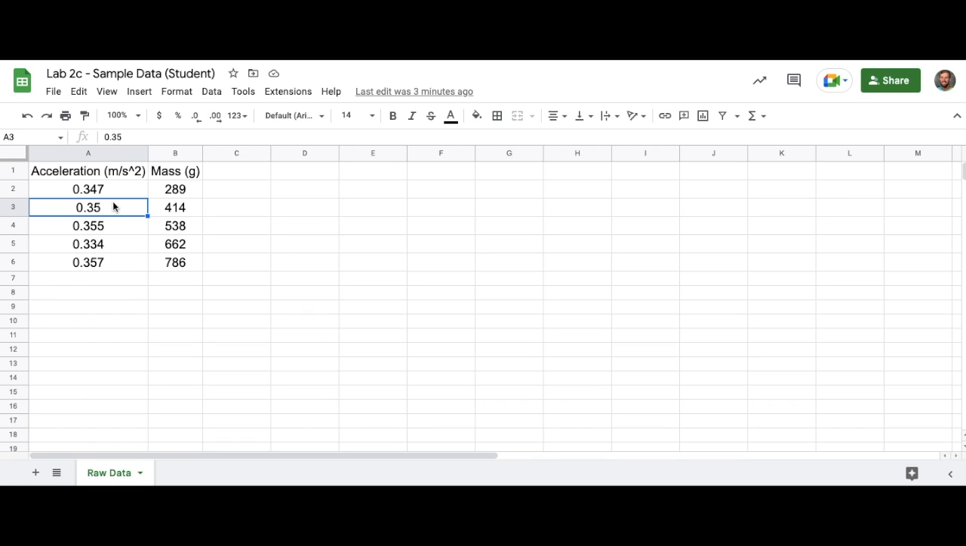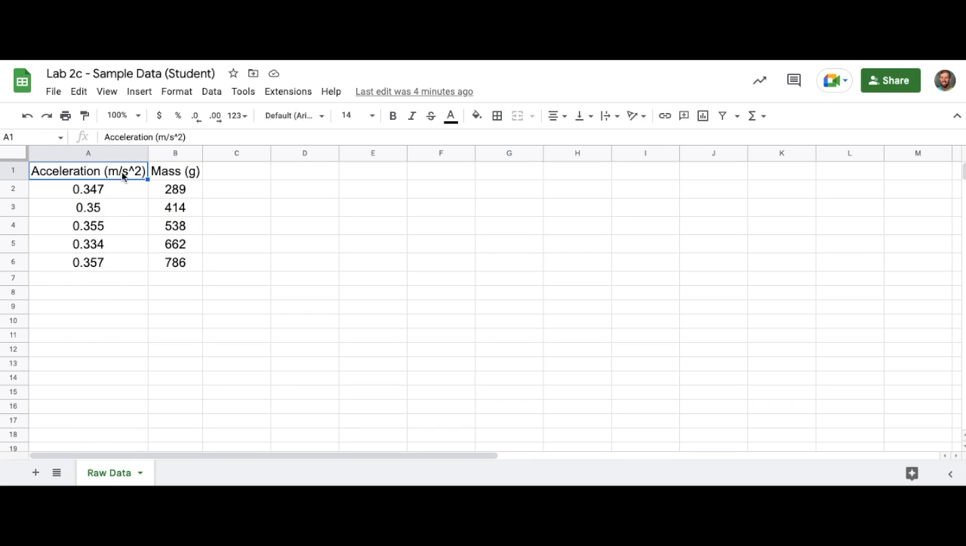In fact, they actually all seem to be relatively close to about 0.35, but sometimes we want to make a graph so that we can better see what's going on with that trend. So I'm going to go ahead and click on all of my data points here. You can grab the title if you want. That's just going to input.